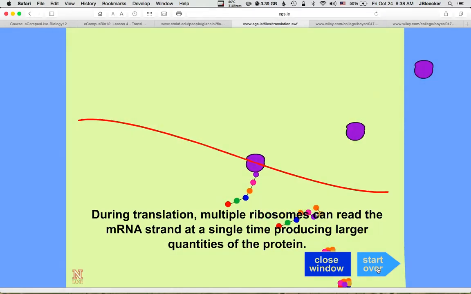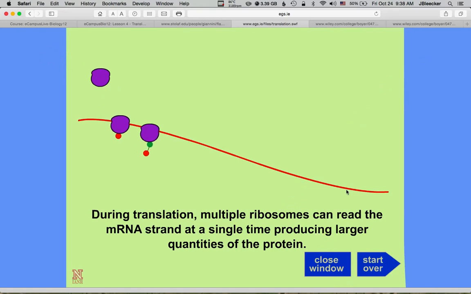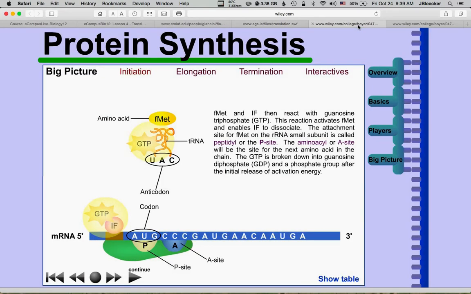So this is just a really great animation. I'll be adding this one to the course site. Okay, let's see here. I'm going to go back to our notes for just one moment. And we'll come back to those animations. Those are really good.